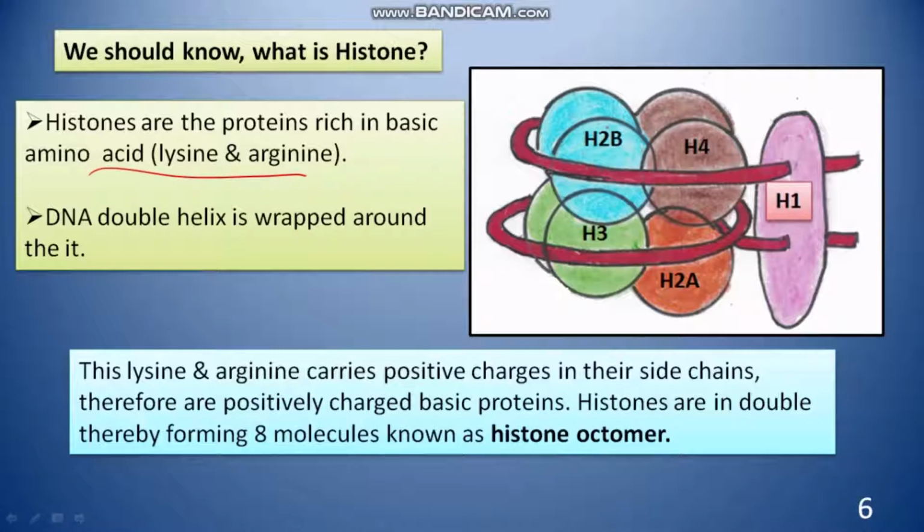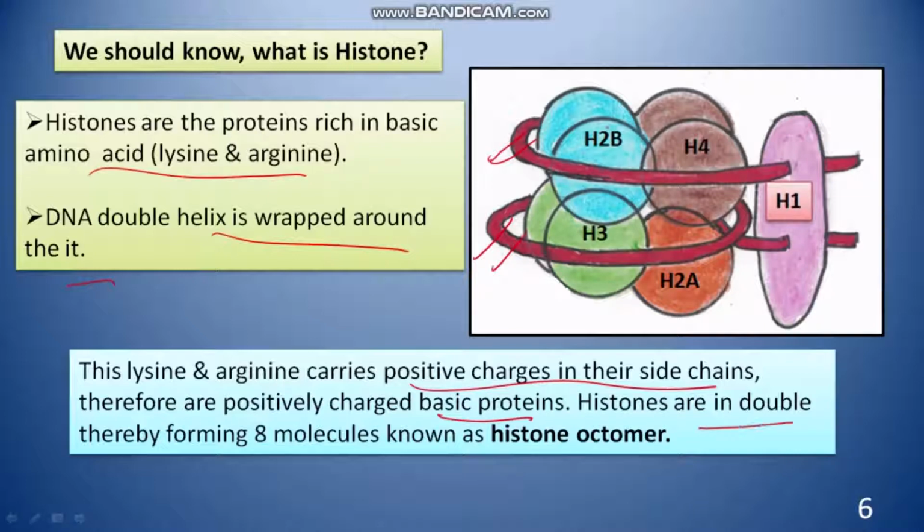So they are rich in basic amino acids. The DNA double helix is wrapped around these histones. This is your DNA double helix, wrapped around the histones. Lysine and arginine carry a positive charge in their side chains. Therefore, histones are positively charged basic proteins on which the negatively charged DNA is wrapped.